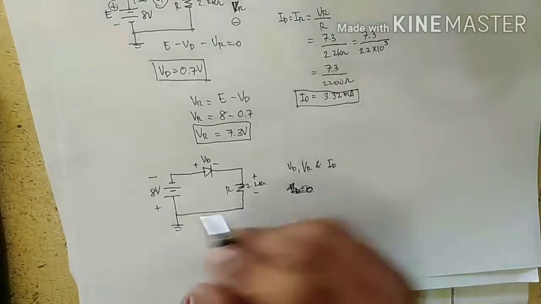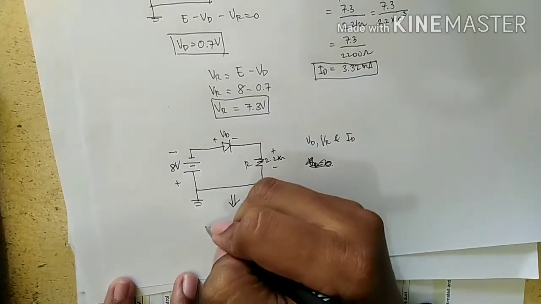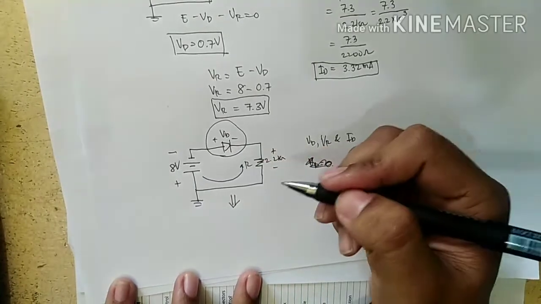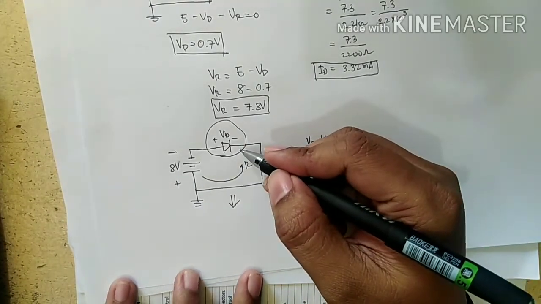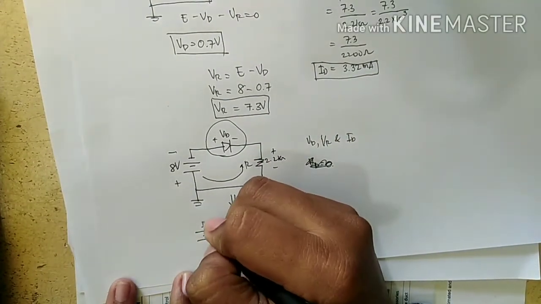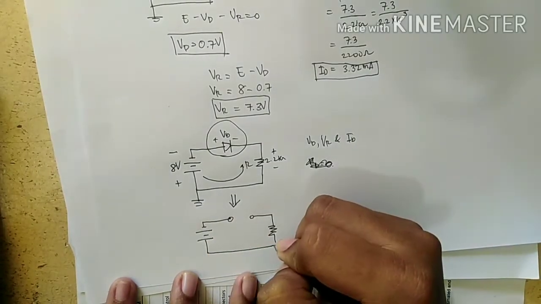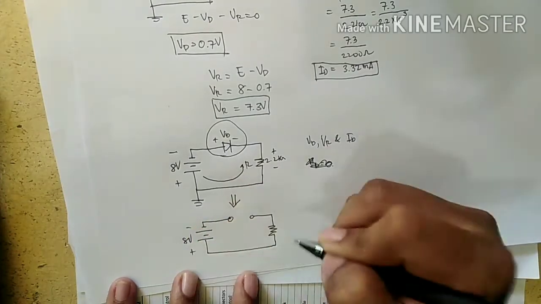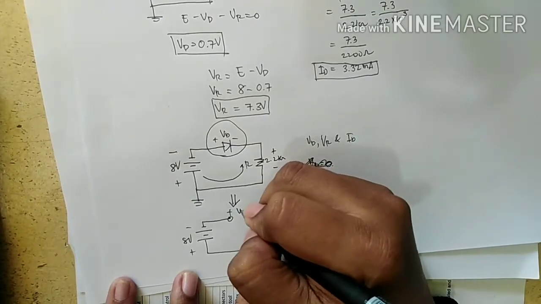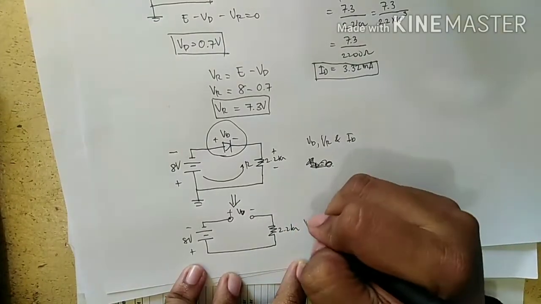If the polarity is reversed, you draw the equivalent circuit. Since the current is in this direction, is the diode on or off? It is off, reverse bias. If it is off, its equivalent circuit is an open circuit. So this is R, 2.2 kilohms, and the diode is an open circuit.